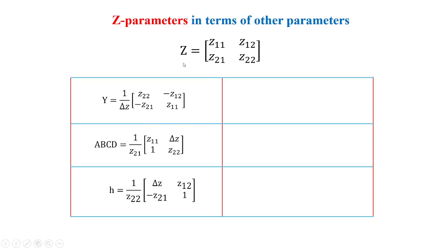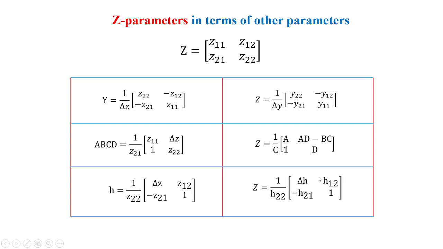And similarly, you observe the Z parameters. If you want to obtain the Z parameters in terms of admittance parameters, the same equation you can see here. The delta Z is replaced by delta Y, Z22 is replaced by Y22, minus Z12 is replaced by minus Y12, and vice versa. You can see the formulas for the ABCD parameters in terms of Z parameters, and hybrid parameters in terms of Z parameters. If you are able to recollect the formulas in this fashion, then it would be easy for you to convert any kind of network or circuit in terms of Z parameters.